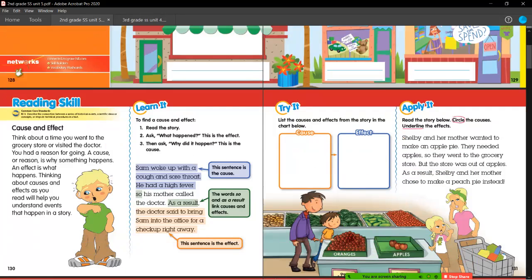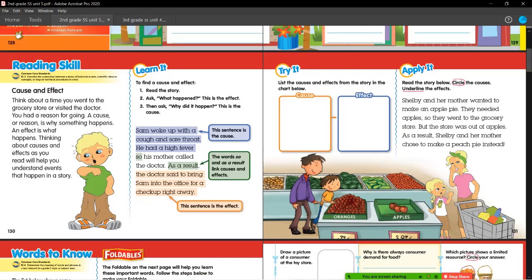Now let's go ahead and take a look at our reading skills. So here we're talking about cause and effect. Think about a time you went to the grocery store or visited the doctor. You had a reason for going. A cause is a reason why something happens. An effect is what happens. Think about causes and effects as you read. Thinking about causes and effects as you read will help you understand the events that happen in a story.